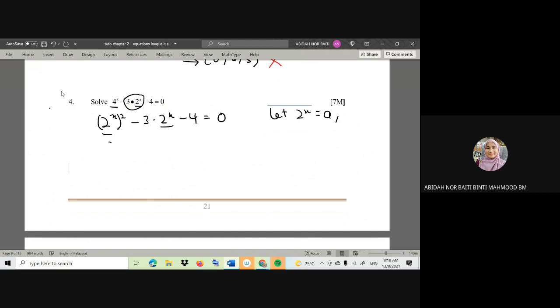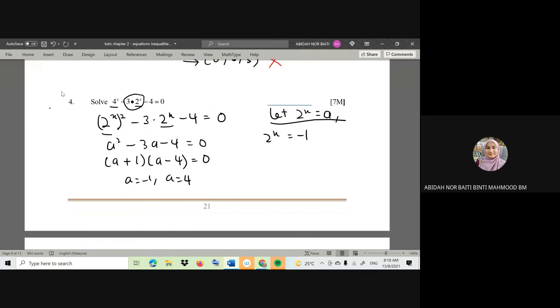So, we substitute here. So, a squared minus 3a minus 4. This is quadratic equation. We can factorize, a 1, a 4. Okay, so positive and negative. So a is minus 1, a is 4 ya. So masuk baliklah kat situ. 2^x equal to negative 1.